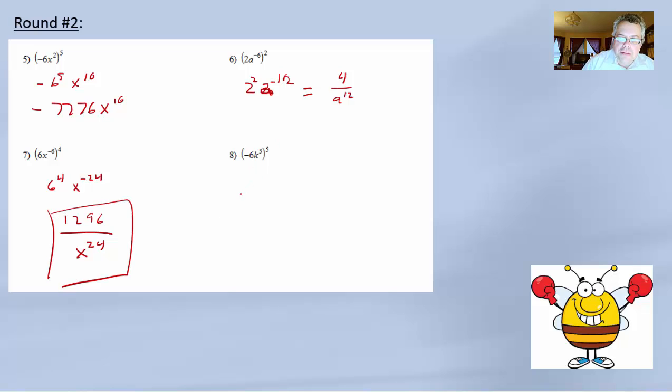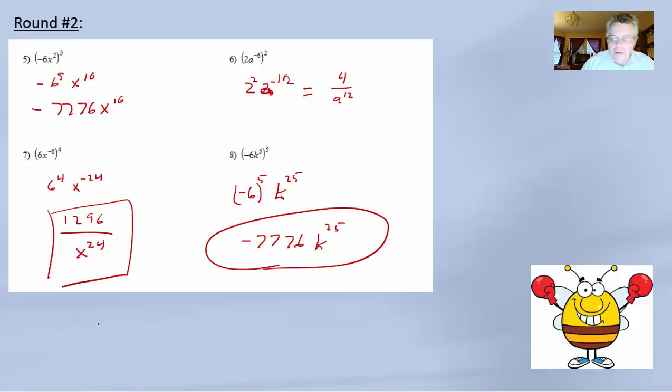All right, try this one. This is going to be negative 6 to the 5th. Gotta be careful. When I do this, I gotta put parentheses around the negative. So be careful when you raise a negative to an exponent. And then k to the 5th is k to the 25th, because you multiply. All right, so negative 6 to the 5th is negative 7776 k to the 25th. Wow. All right. We survived round 2.